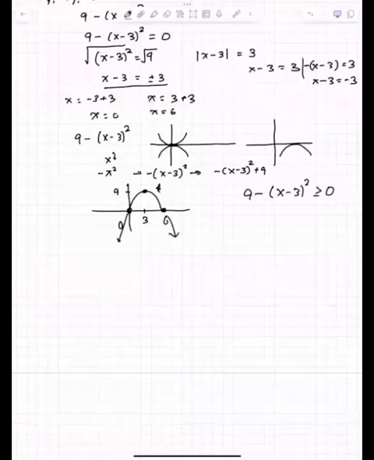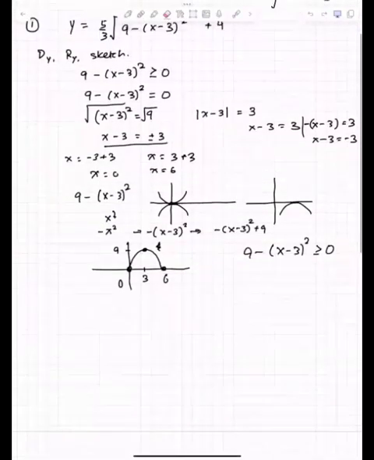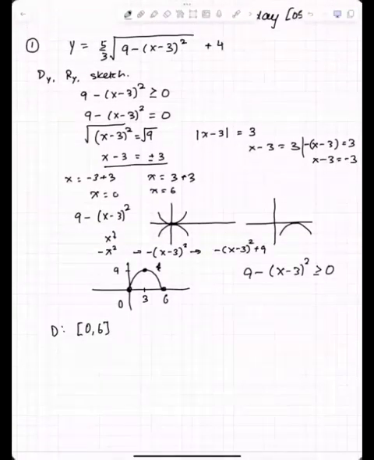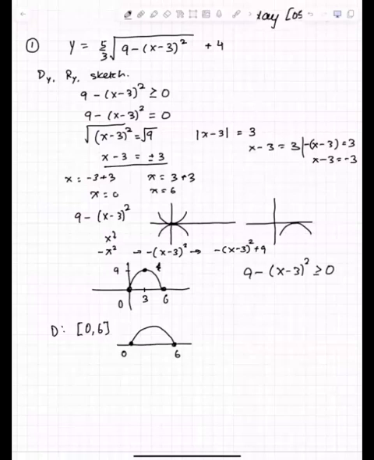Okay, this should be enough for us. So domain is 0 to 6. Now for the range. Okay, so what are we doing to this graph? I'm going to just do it this way. Here is 0 and 6, right? And this was on the x-axis, correct? And this here was 9.